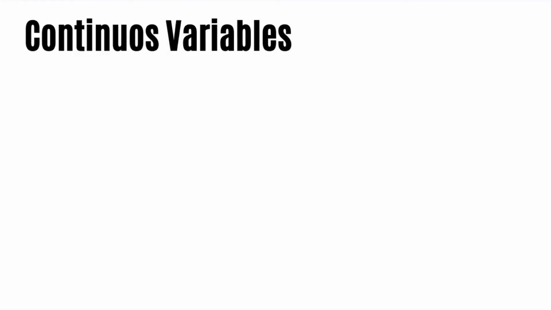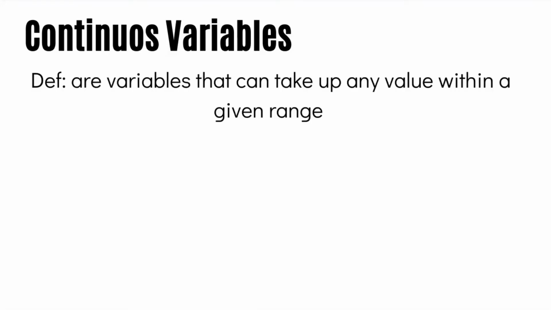Let's start by understanding what are continuous variables, or what is the continuous characteristic of a variable. Now, continuous variables are any variables that can take up any value within a given range. That is, they do not have discrete jumps. Continuous variables are considered to be metric or quantitative variables, where the variable can have an infinite number of values between two given points.